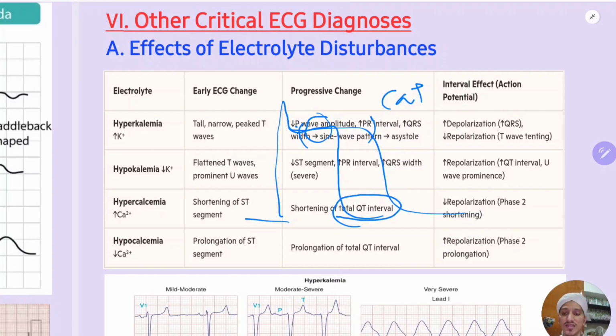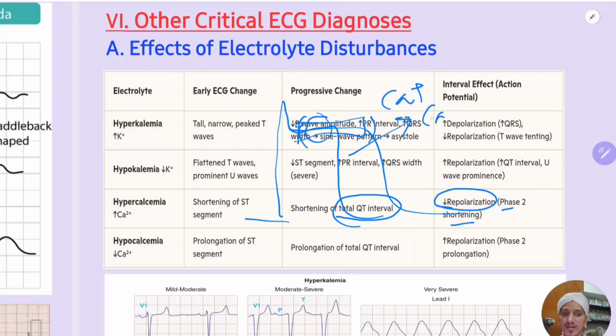Remember one thing, just for remembrance: the concentration of calcium is inversely proportional to the QT interval. That's how you remember. There is decreased duration of repolarization. Phase 2 shortening will be there, that is, the plateau phase will be shortened because of hypercalcemia. Why is that happening? Why is the plateau phase getting short?